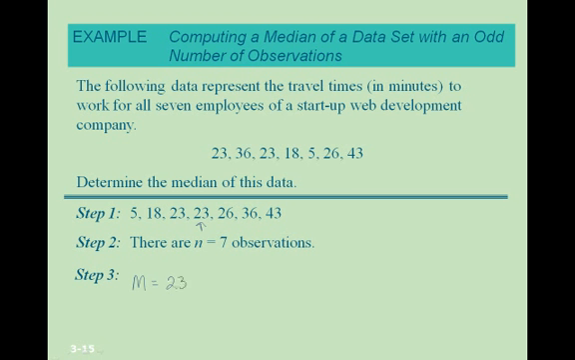But if you remember, we also use the value n plus 1 divided by 2 as our position. So n was 7, so we have 7 plus 1 divided by 2. So we have 8 divided by 2, or the fourth position. So the value in the fourth position is our median. We look and we count, and we see that the fourth value was our number 23. So the value in the middle is our median.